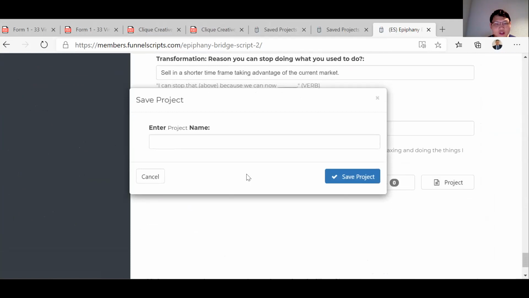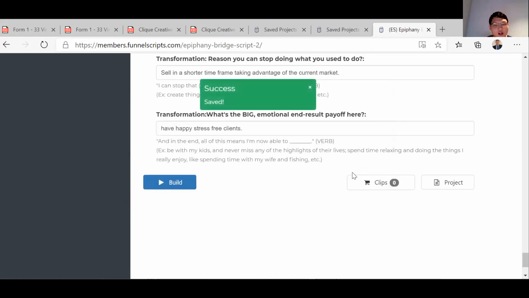Then you just call it a personal bridge story. Because everyone uses the same software, you need to call it a personal bridge story. You need to have a few more other stories there. Call that one personal bridge story number one. Okay, you saved already, so you can stop sharing. I'm just going to share my screen.